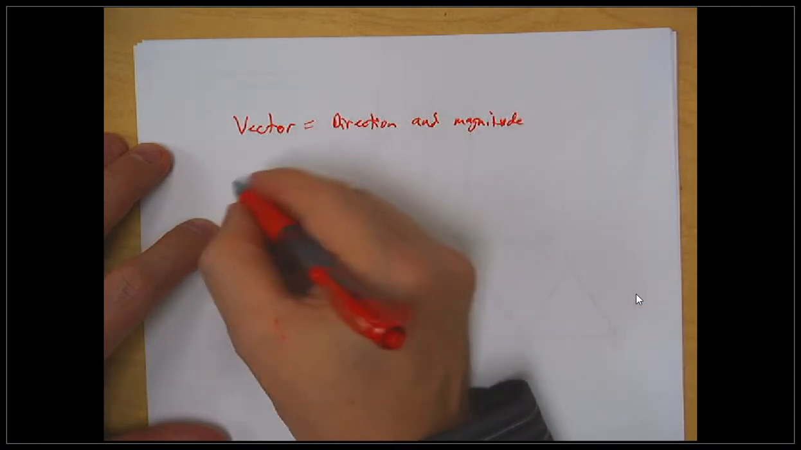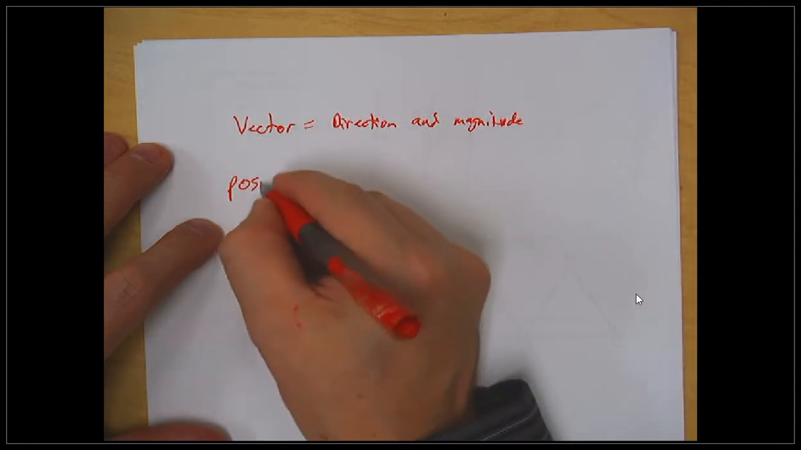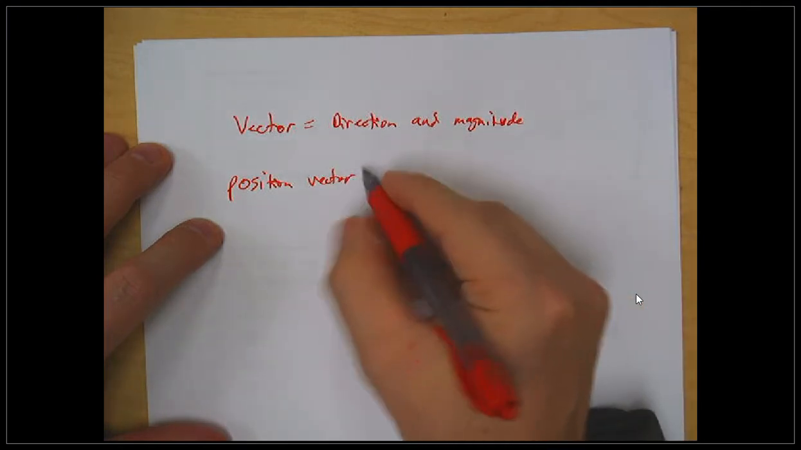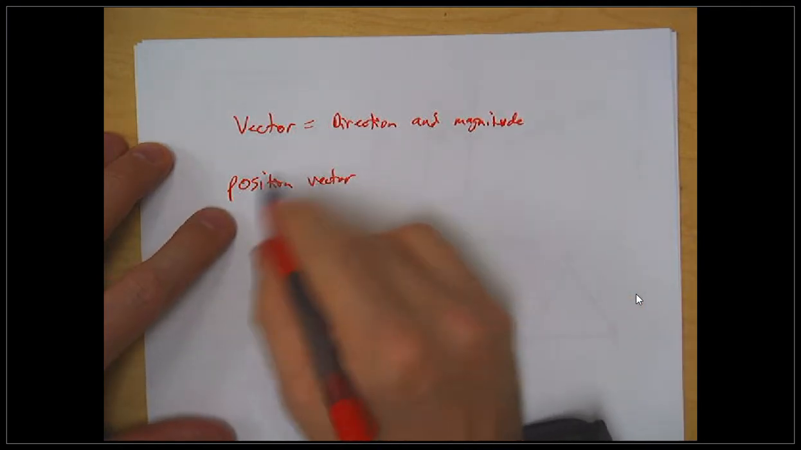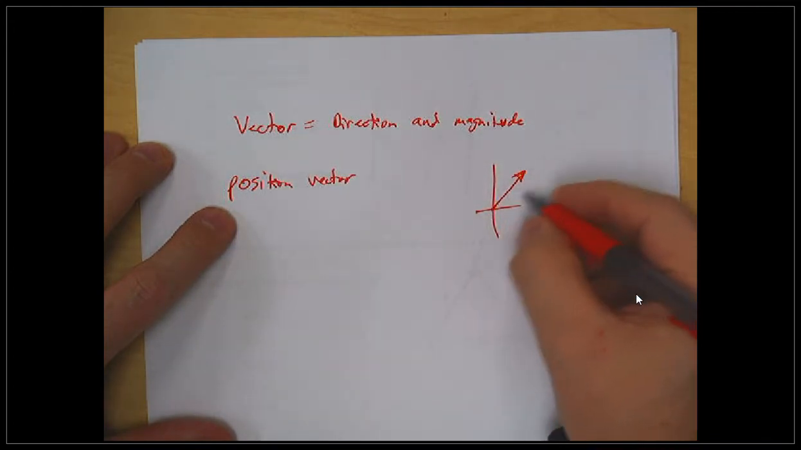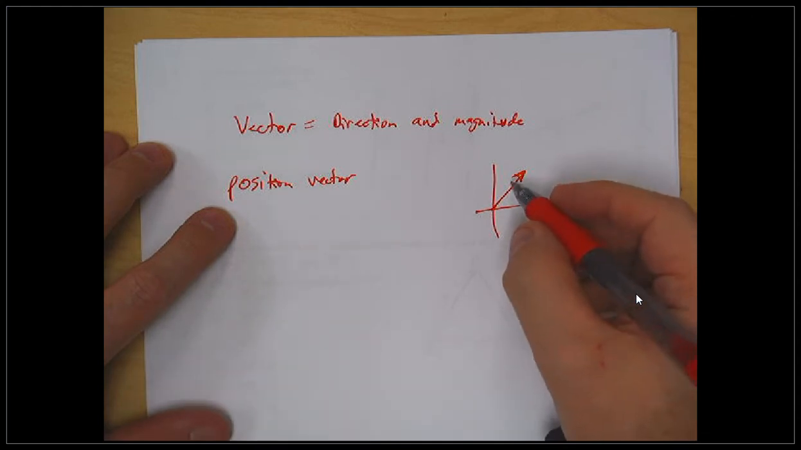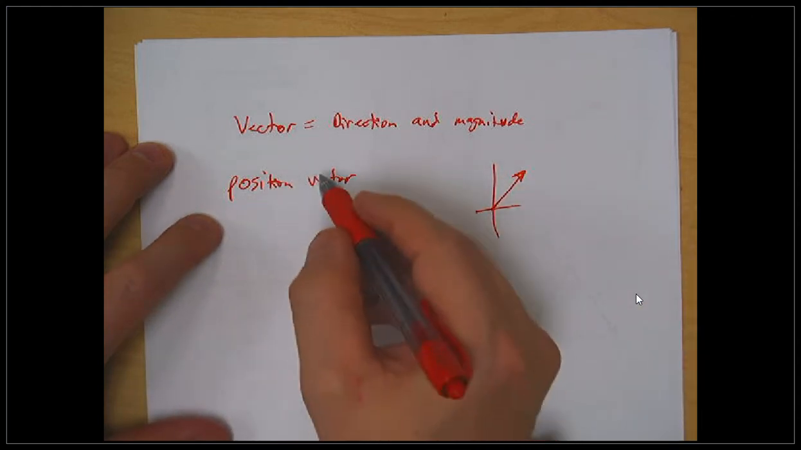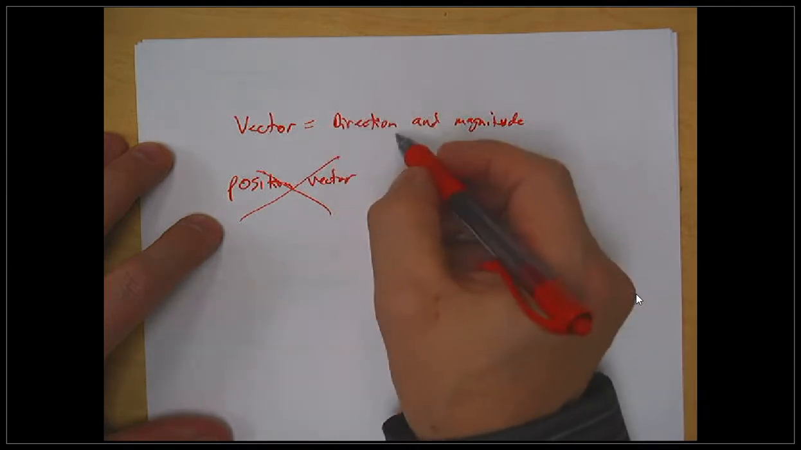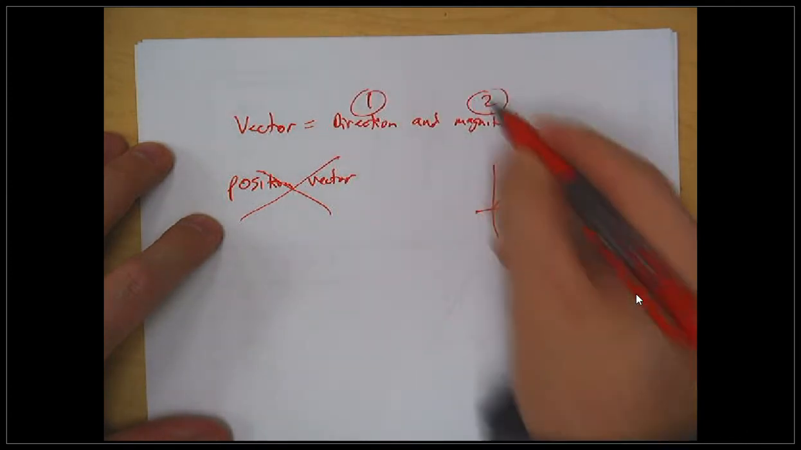There is such a thing called a position vector, and a position vector does have a specific location. So if we took a vector and moved it, say, to the origin, a lot of times that will help with understanding regarding vectors, but we're not going to be talking about position vectors today. We're just going to be talking about vectors in general. So the only thing we're really looking at is direction and magnitude.